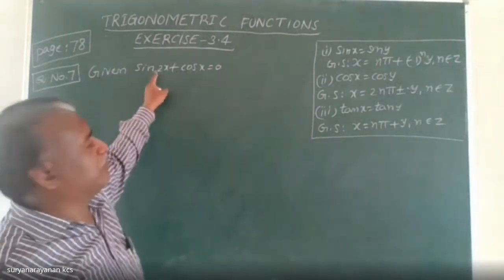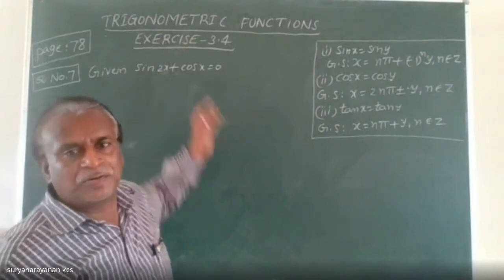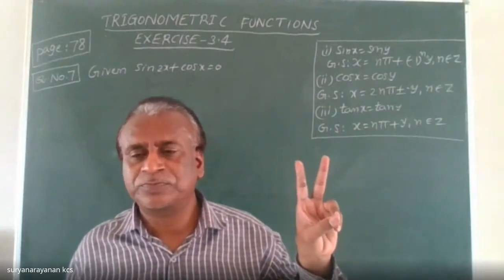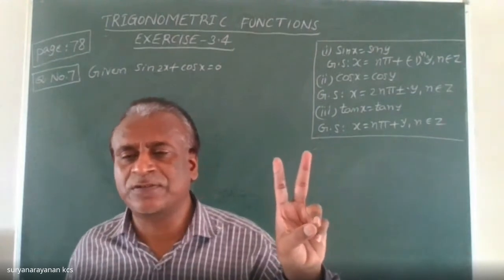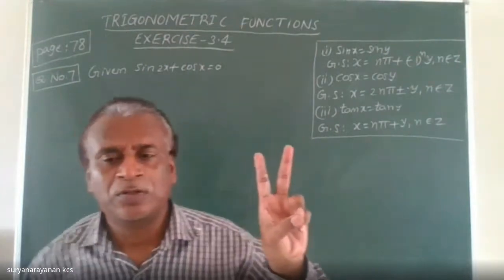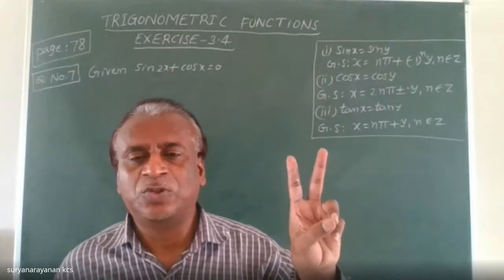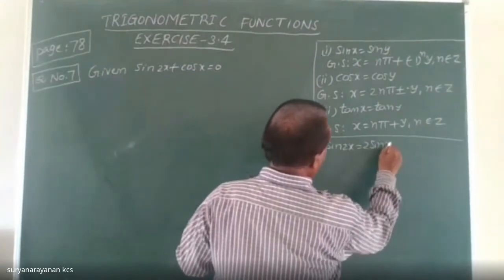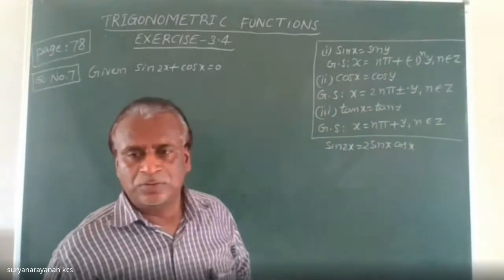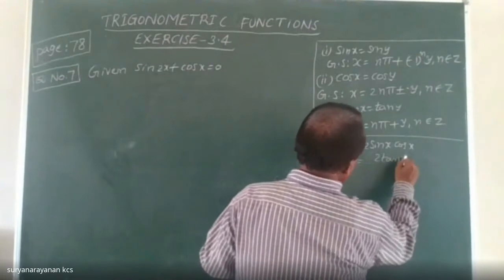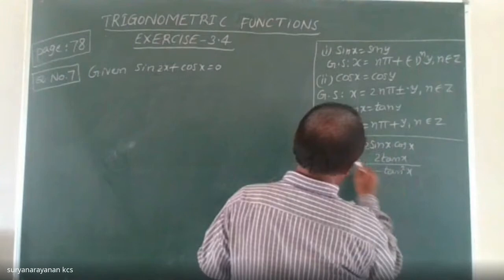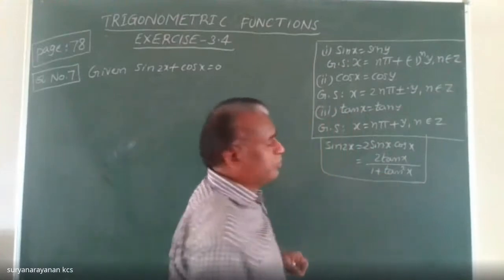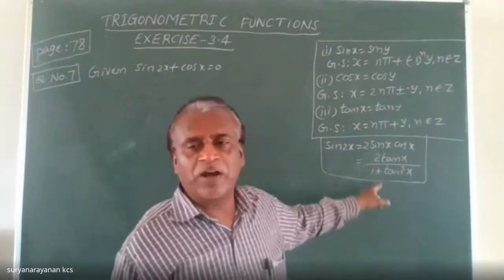In this case, we have to write the formula for sin 2x. There are two formulae for sin 2x. Do you remember them? Sin 2x is equal to 2 sin x cos x. The second one is 2 tan x by 1 plus tan square x. These are the two formulae for sin 2x.